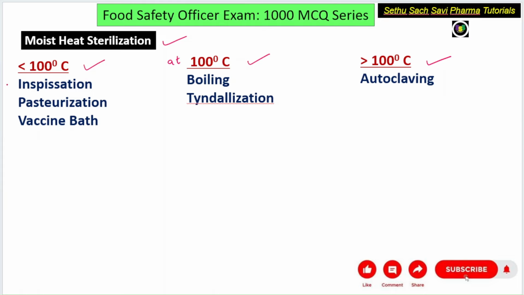Now at less than 100 degrees Celsius, you have three different things. One is inspissation, the second one is pasteurization, the third one is called vaccine bath. Now at 100 degrees Celsius, you have two things. One is boiling, and also tyndallization, which is also done at 100 degrees Celsius. Now at more than 100 degrees, autoclaving is the moist heat sterilization method used.